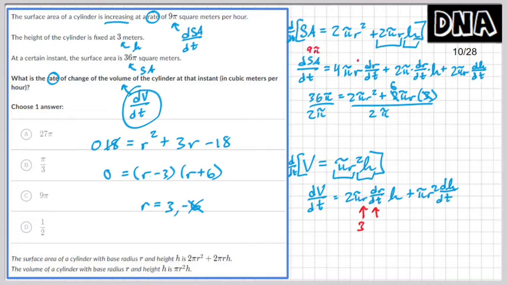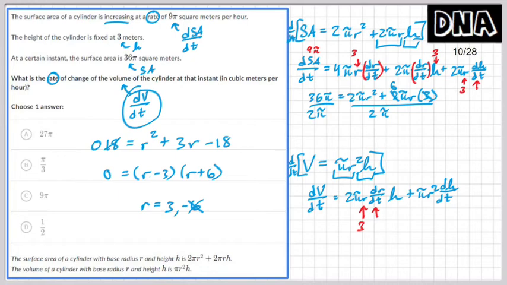Do I have an r? It's 3. Do I have a dr dt? No, that's what we're looking for. Do I have an h? What's my h? It's 3. And then do I have an r? Yes. Do I have a... Ooh, do I have a dh dt? Ooh, this one's hidden, guys.